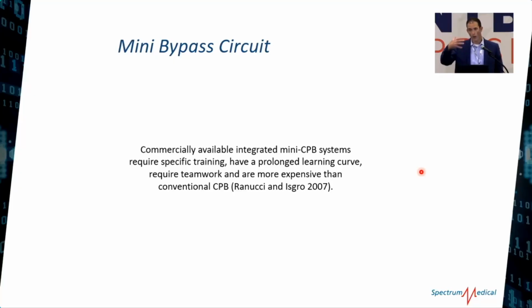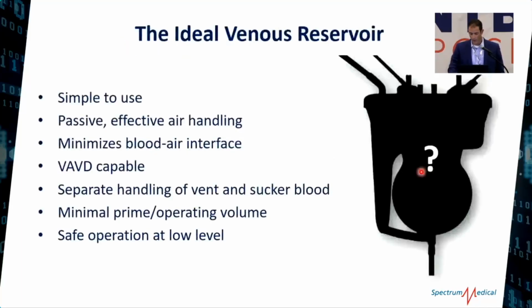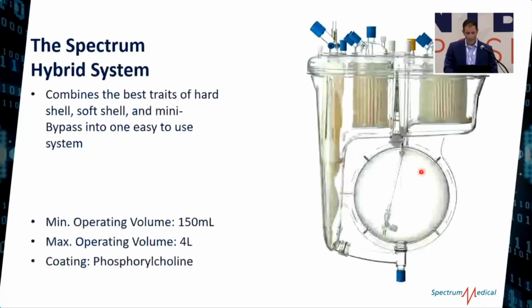And so our goal was to say, okay, how can we make something that gives you the benefits of MEAC with some of the convenience of a traditional hard shell reservoir? So we knew it had to be simple to use, have passive air handling, minimize blood-air interface, be VAVD capable, have separate handling of vent and sucker blood, minimal prime volume, and be safe to operate at a low level. We combined the best traits of the hard shell, the soft shell, and mini into one system. This is the Spectrum Hybrid reservoir, with a minimum operating volume of 150 mLs and a max of 4 liters.